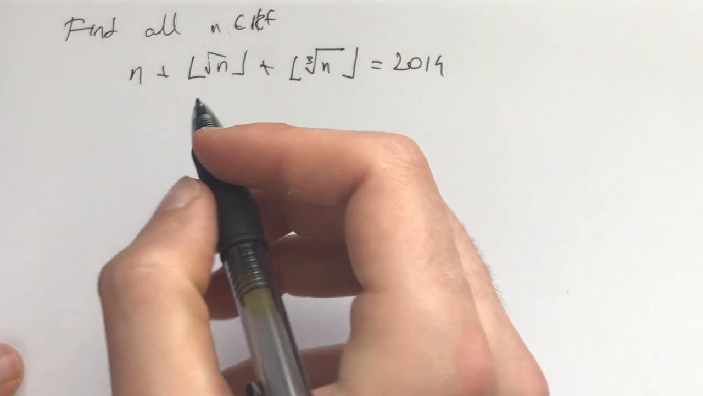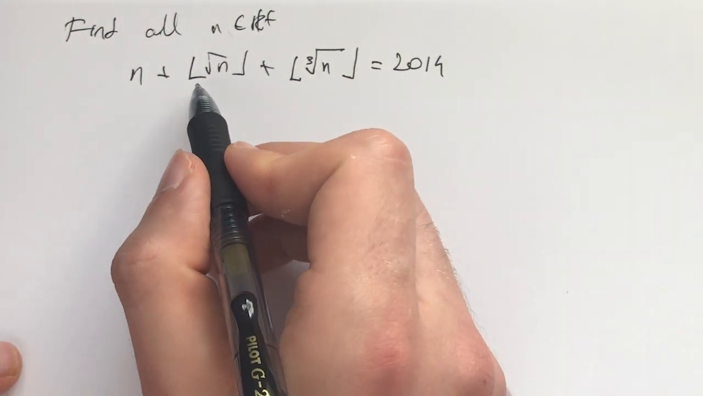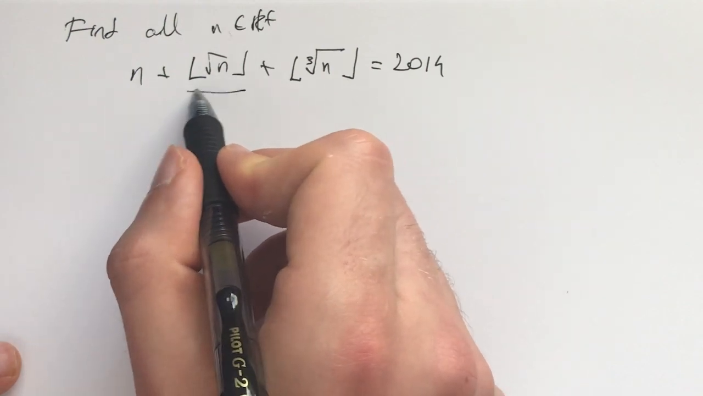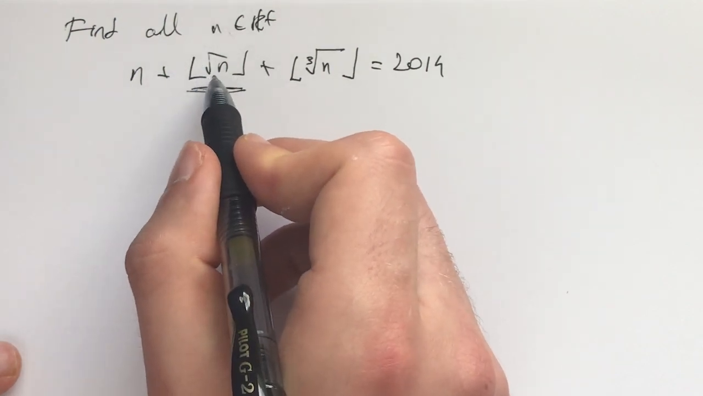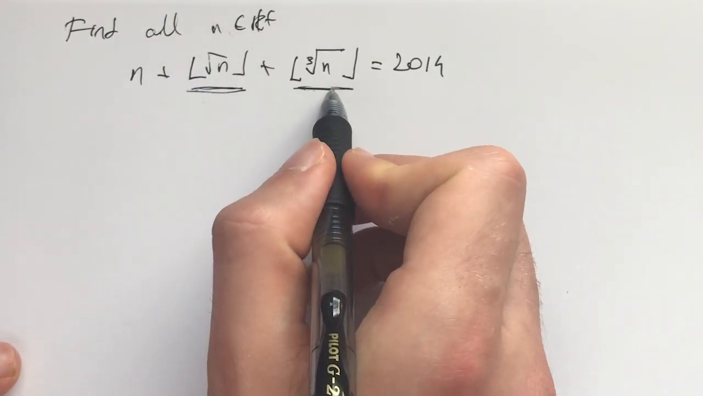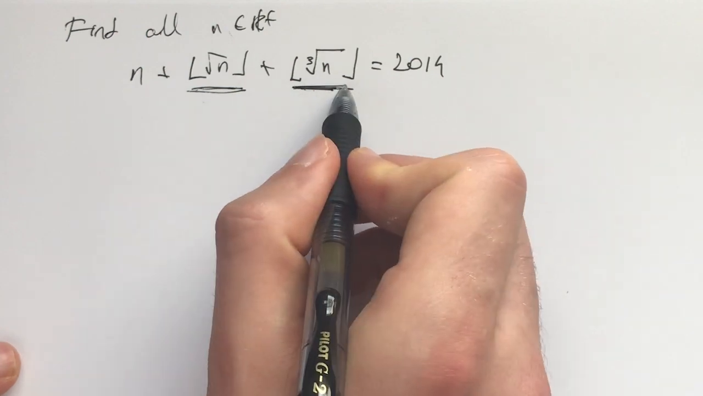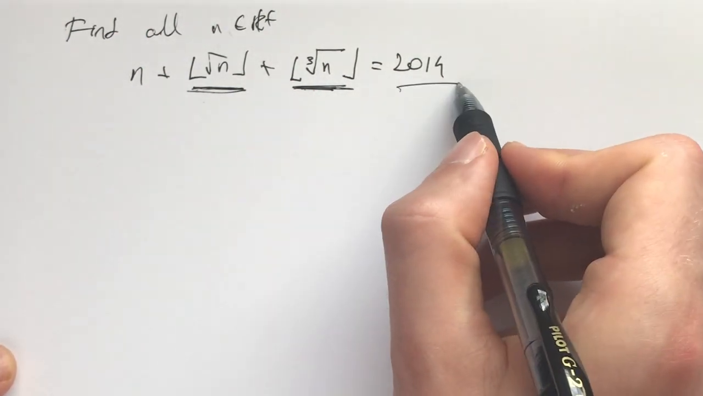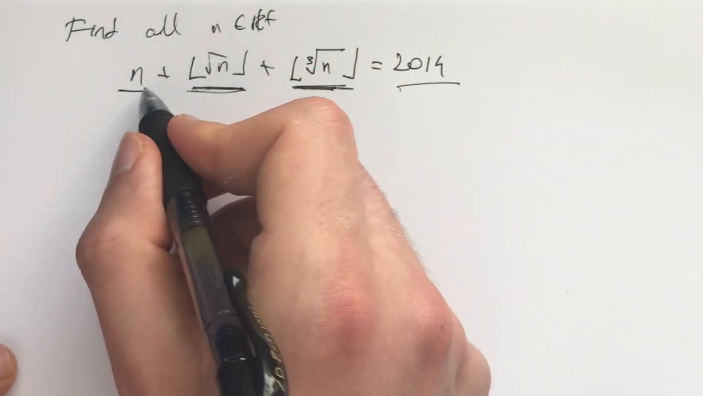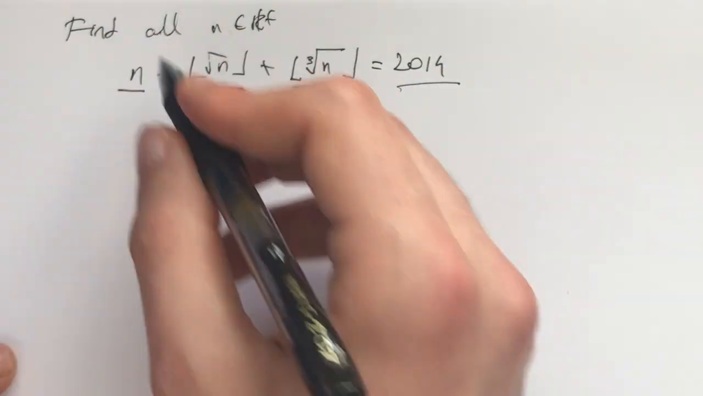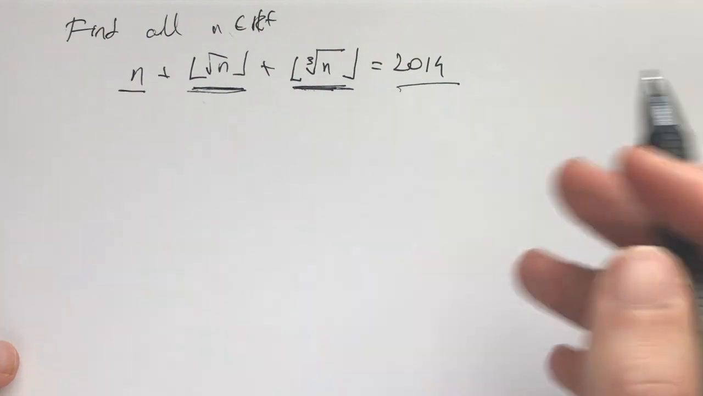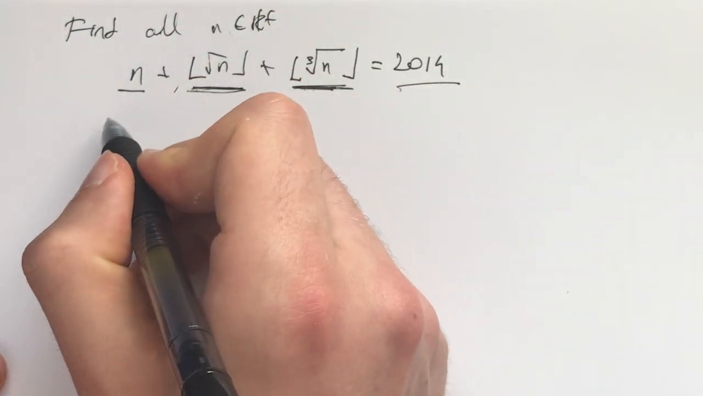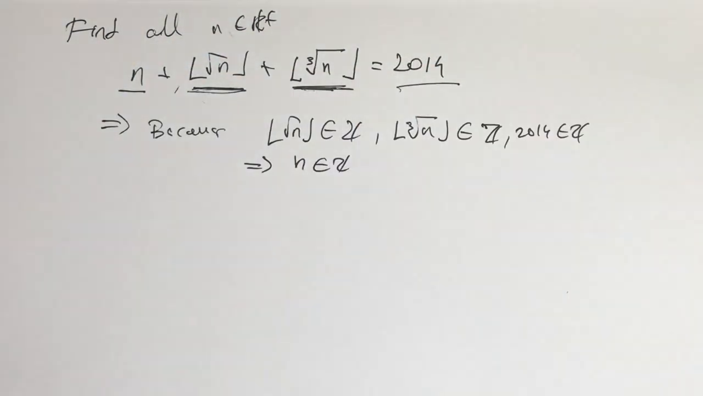And the first idea is, noticing that the floor of something and the floor of something, these are integers. This is an integer and this is an integer. And now because this is an integer, that implies n must be an integer. So we've already narrowed down our solution space. Namely, because of this, we know that n is an integer.